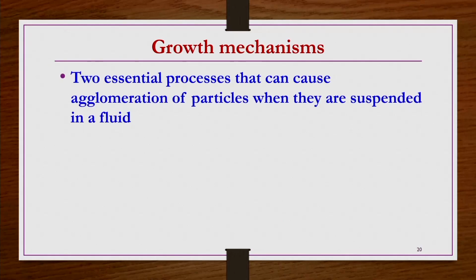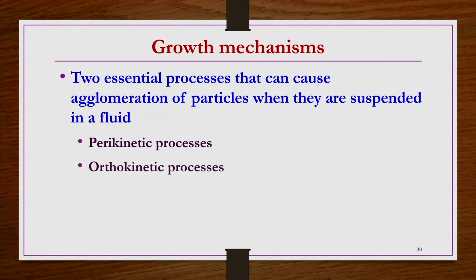So, what are the growth mechanisms? There are two essential processes that can cause agglomeration of particles when they are suspended in a fluid rather than existing as an individual solid phase. When you suspend these fine particles in a fluid, two essential processes may take place. They are perikinetic processes and orthokinetic processes, right.